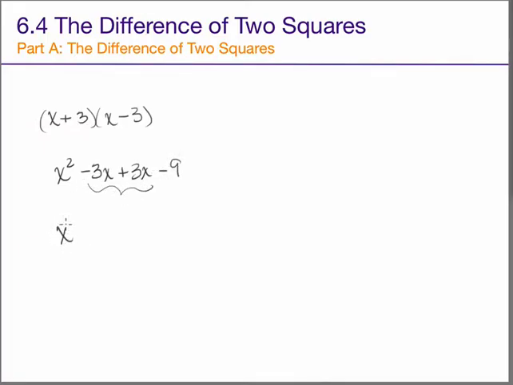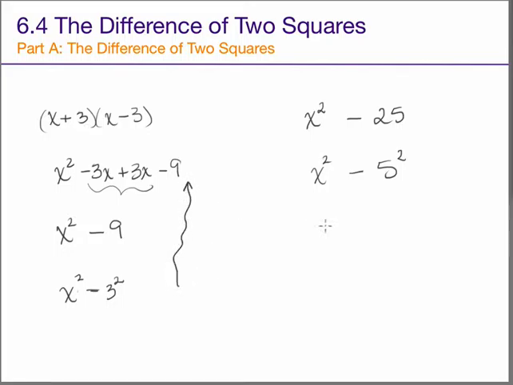Combining like terms, I get x squared. These cancel each other out, or add up to 0, and then minus 9. This is called the difference of two squares. Notice that the result could have been achieved by simply writing the first thing squared minus, and that's important, the last thing squared. So one way to factor a polynomial that's the difference of two squares is to undo this process.